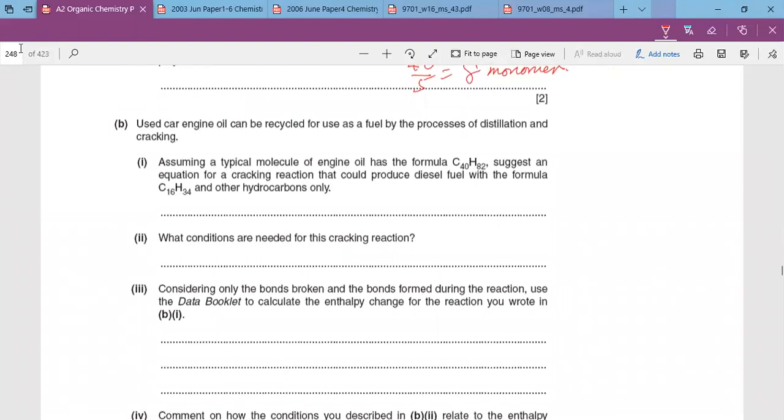Assuming the typical engine oil is this one here, okay? This is another question, okay? C40H82. Suggest the equation for cracking with a formula of C16 and hydrocarbons. Very important, right? Which means I got C40H82. I think I did this before with some of you last time, okay?